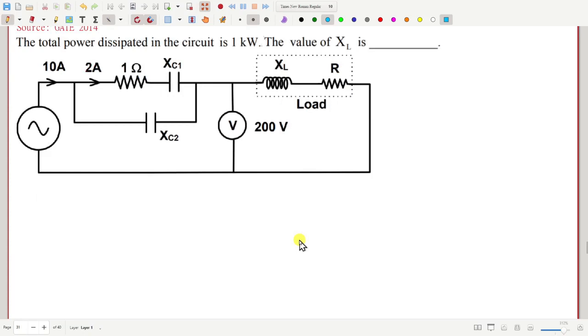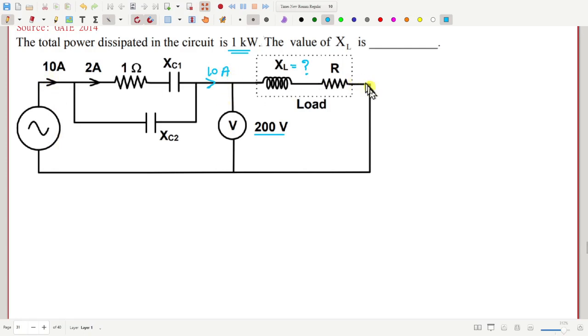Yeah, let me take this one. Okay, the total power dissipated in this total circuit is 1000 watt, and we have to find the value of XL. How much is XL? Okay, and what else do we know? So here we have a voltmeter. So the total voltage across XL and R is 200 volt. What else? Here we have 10 ampere. That means this is also 10 ampere.